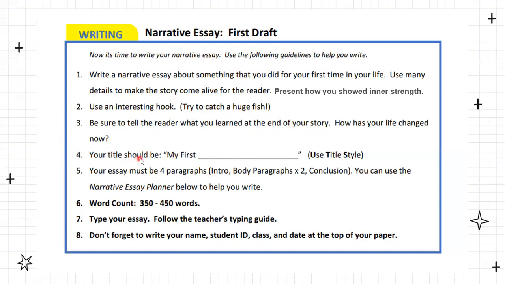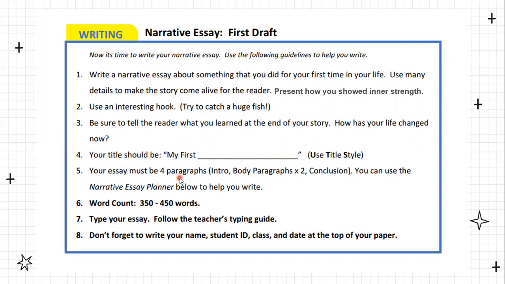How should your title be? My first something. You're doing something for the first time. My first trip to blah, blah, blah. My first time I cook something, okay? So use this style to write your title. I want your title to be my first blah, blah, blah, okay? And remember, I capitalize first letters in my titles, okay?